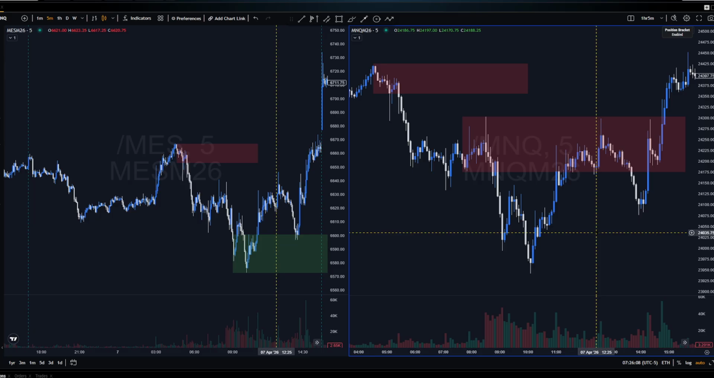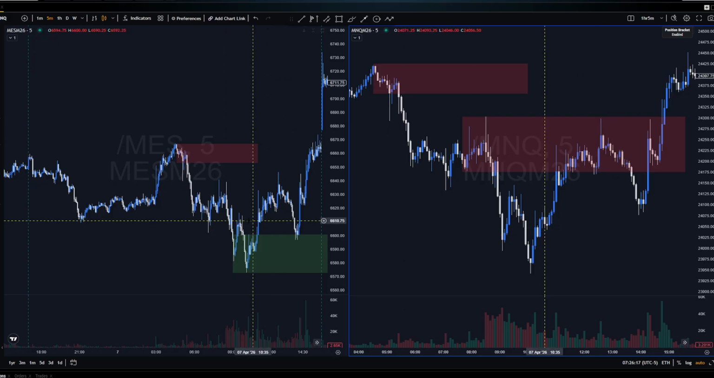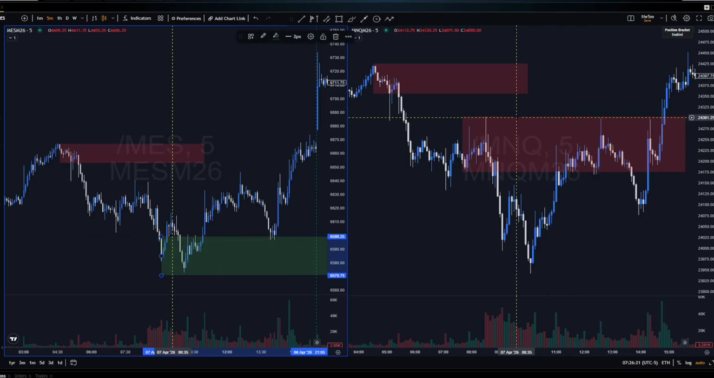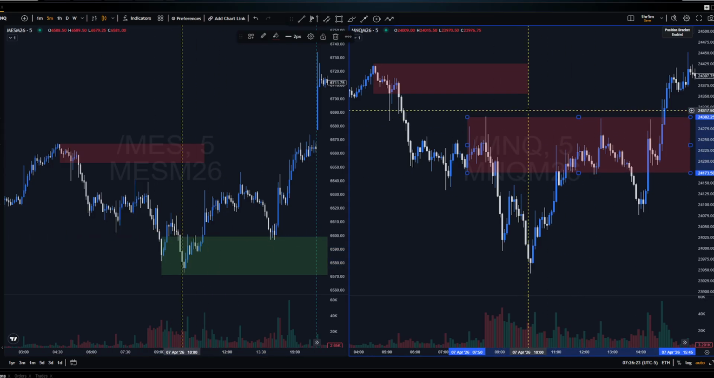So I hope you can kind of keep those things in mind. The looking for those key levels to break. Where did they break from? And that's where you're going to execute. The key levels on ES broke long from down here. Key levels broke short from up here on NQ.